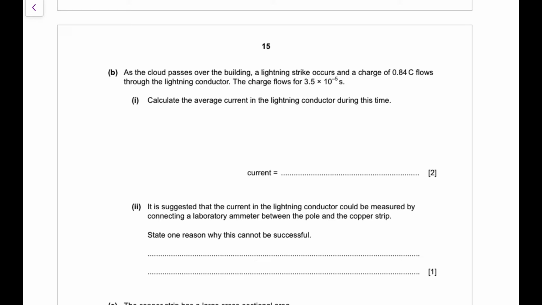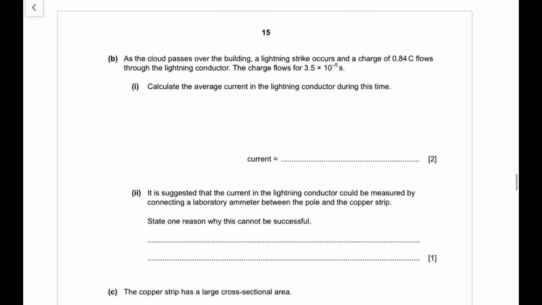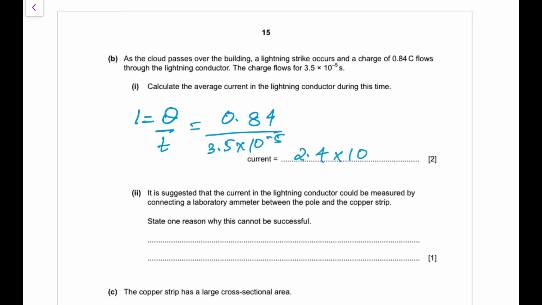B. As the cloud passes over the building, a lightning strike occurs and a charge of 0.84 coulombs flows through the lightning conductor. The charge flows for 3.5 times 10 to the power of negative 5 seconds. 1. Calculate the average current in the lightning conductor during this time. So current is equal to the charge divided by the time, which means you've got 0.84 divided by 3.5 times 10 to the power of negative 5, and this is equal to 24,000 amperes. You will be writing this in standard form.